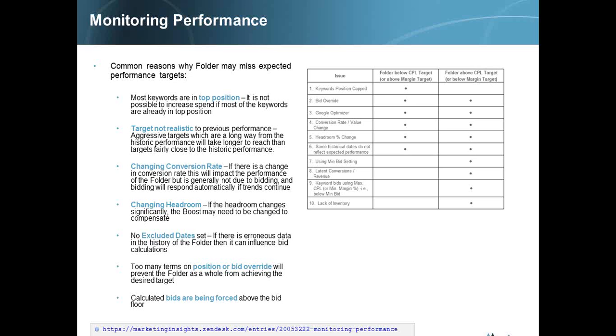Last thing to consider when monitoring performance is that calculated bids are being forced above the bid floor. So either they're being forced above the bid floor, or they're utilizing that min bid rule, which again might drive some keywords to be bid up that wouldn't necessarily be bid up if these rules were not enforced by the Marin system.